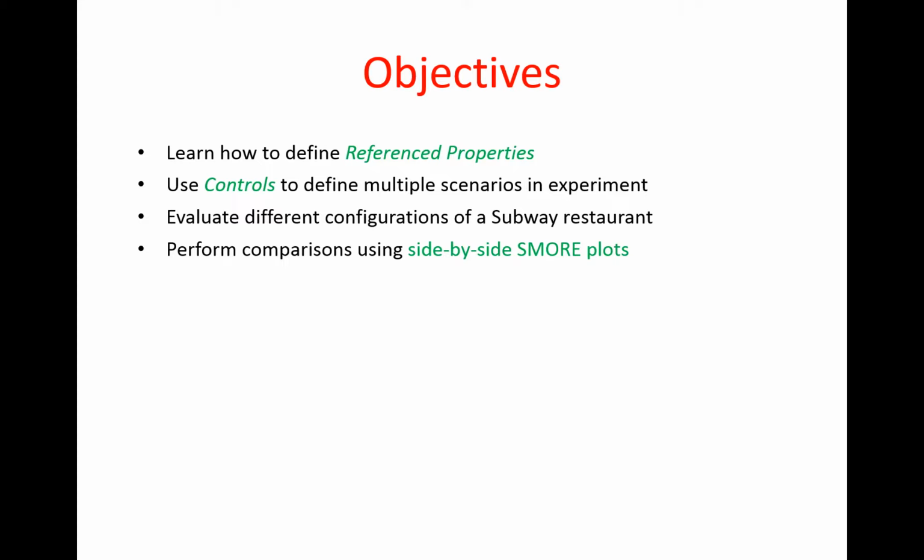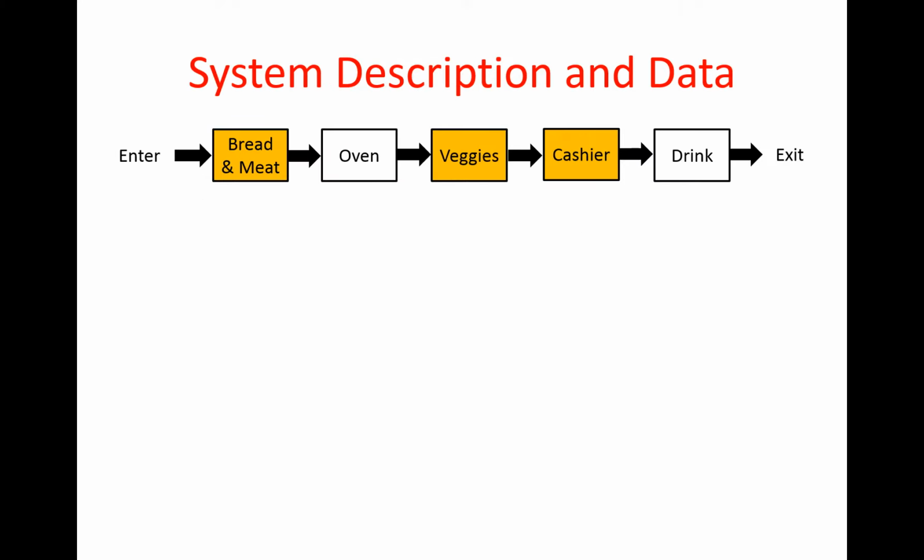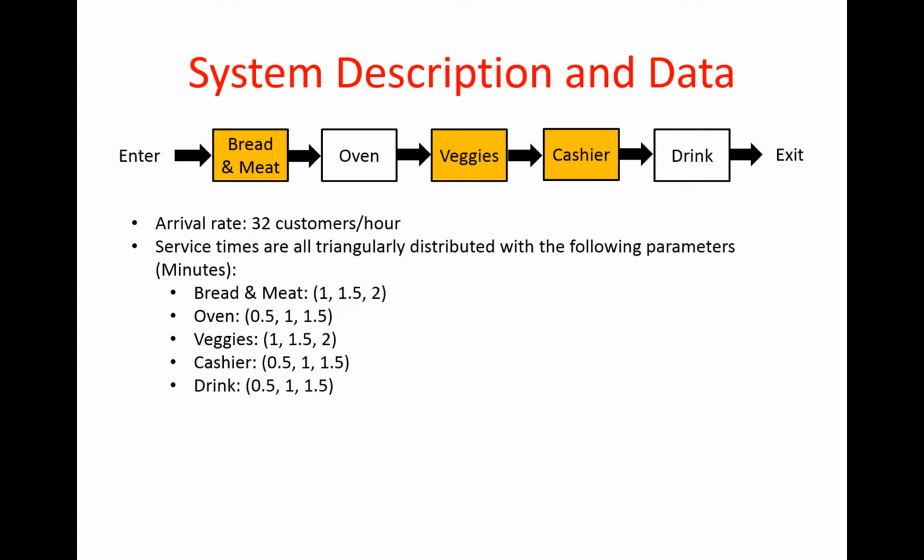So if you would like to learn more about the model development, its verification, and the reference properties that we've already added to the model, I would like to refer you to the related videos. The description of the system is the same as before, so we have an arrival rate of 32 customers per hour, and you can see the service times here. 70% of the customers get their sandwich toasted, and 30% get cold sandwiches.